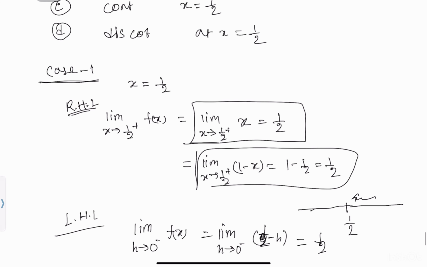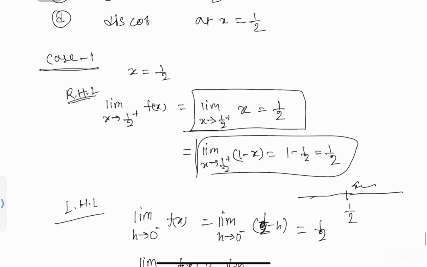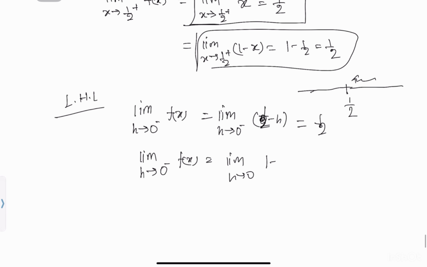Now next, h tending to 0 minus, when f of x is at an irrational point, then limit h tending to 0, in place of x you have to write half minus h. That means 1 minus (1 by 2 minus h). Okay, that also becomes 1 by 2. So right hand limit equals left hand limit, and for both cases this becomes 1 by 2.